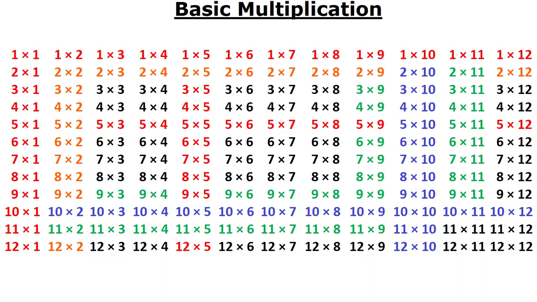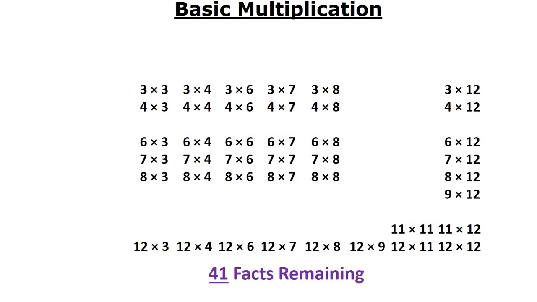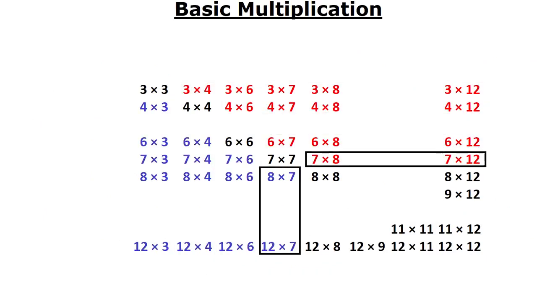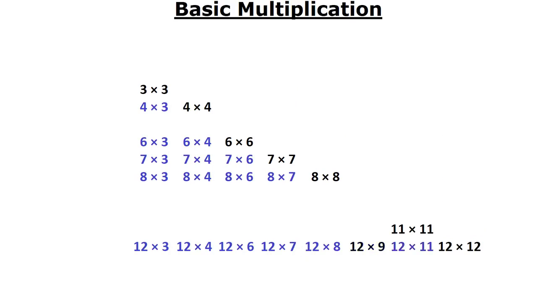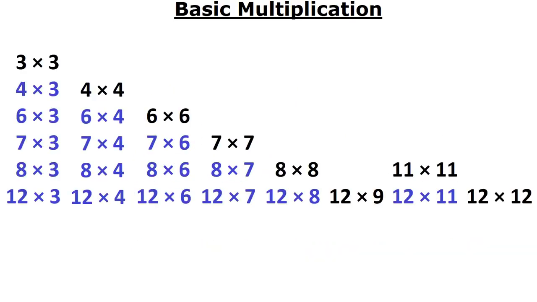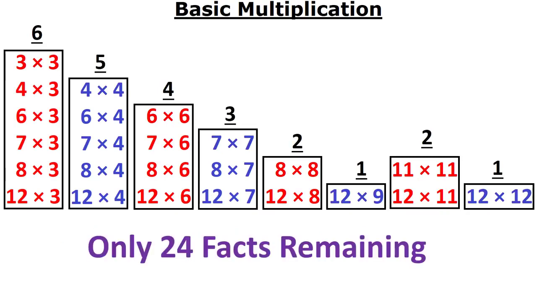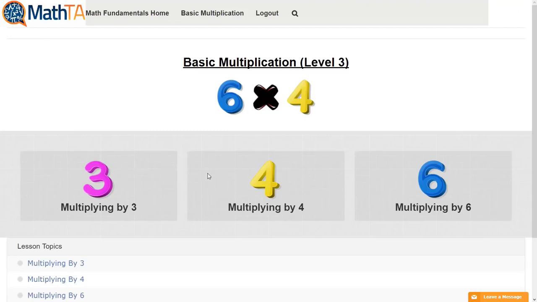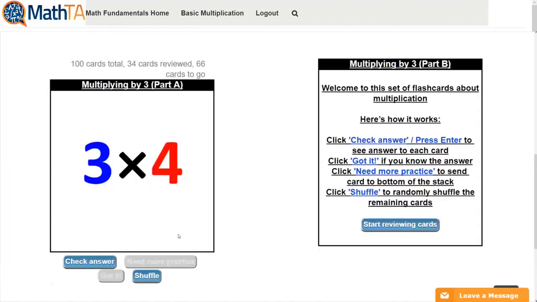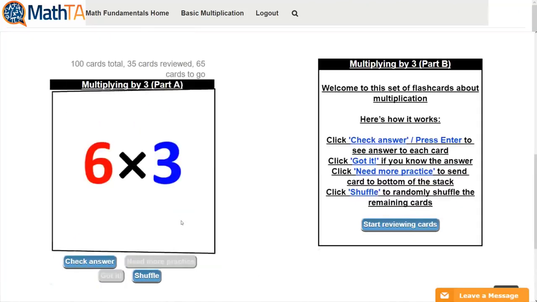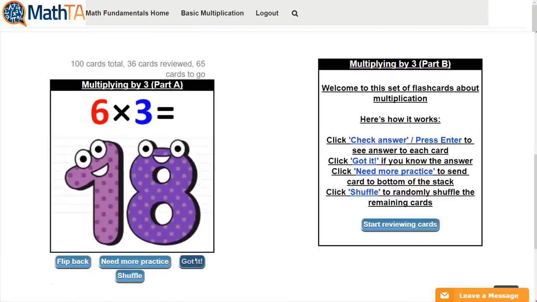And of those remaining 41, once we remove the duplicates of multiplying by 3, 4, 6, 7, 8, and 12, we only have 24 facts remaining. And you can learn those remaining 24 in record time, in addition to the 6 rules with daily practice, just 10 to 15 minutes a day, using any computer, any tablet, or phone.